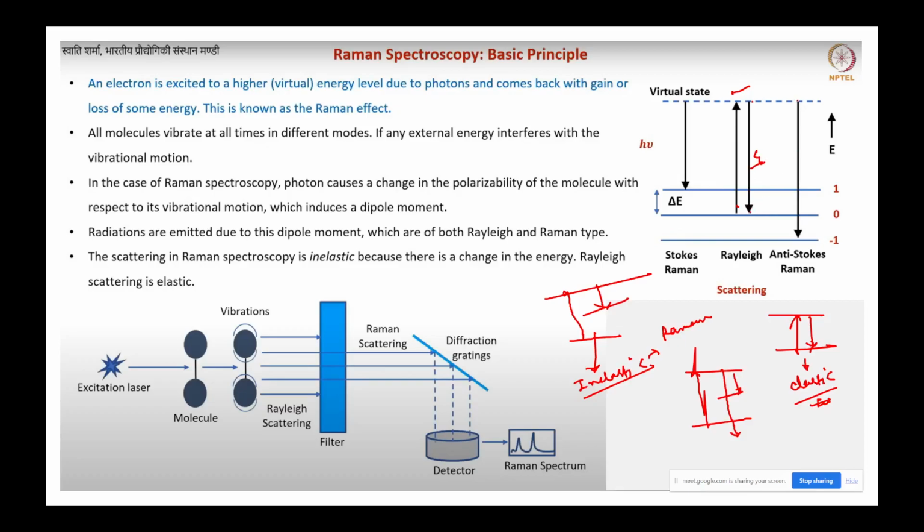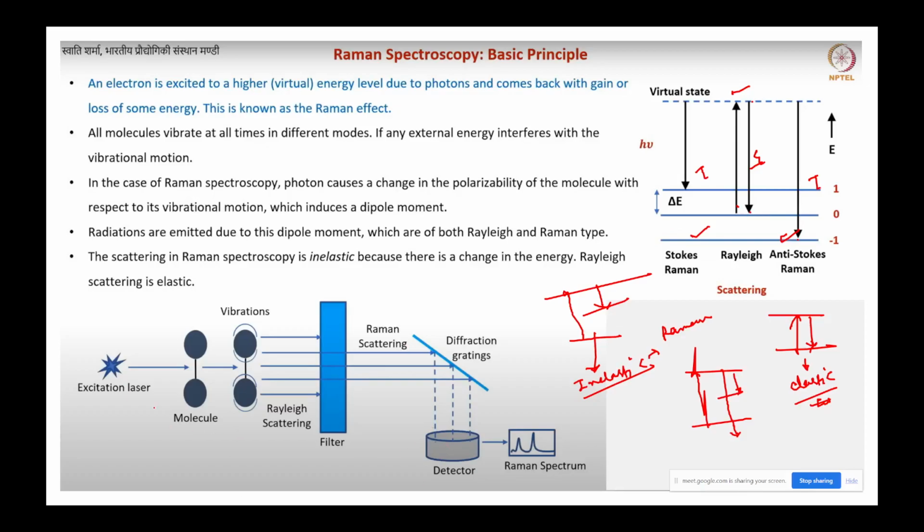This is anti-Stokes Raman. Here it is not elastic, it is inelastic, and here it is also inelastic because here it is gaining energy and here it is losing energy. It is a virtual state. It is Stokes Raman, it is anti-Stokes Raman.